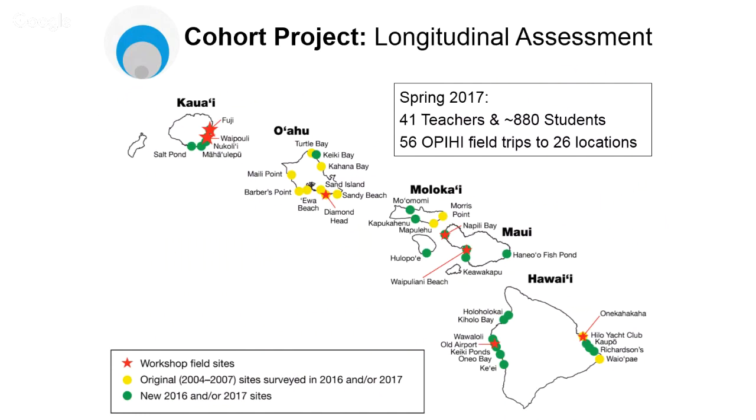And this is called longitudinal assessment, which is really just a fancy way to say we're comparing this to data that we had from 10 years ago. So OPIHI was run 10 years ago as well, much in the same way. So we have data from the yellow points from 10 years ago. So now we're looking at how these sites have changed in the past 10 years.